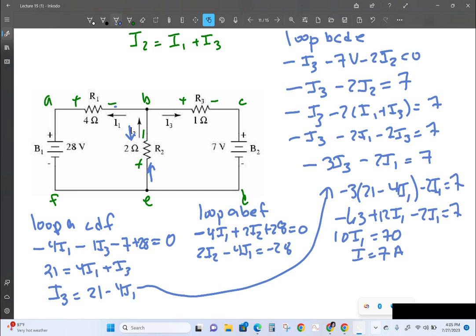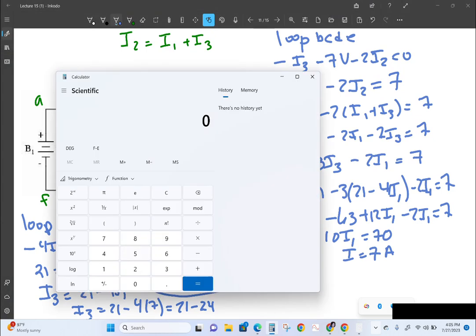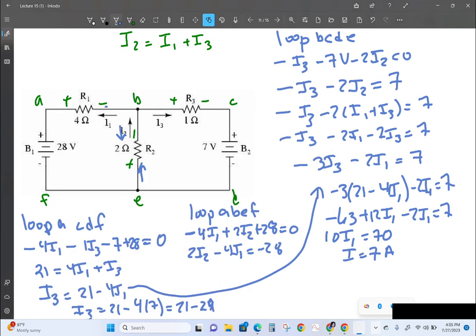Now I can find I3. I3 equals 21 minus 4 times 7. That's going to be 21 minus 28. I'm sorry, I'm having a brain fart. What is 4 times 7? Yes, it's 28, my bad. 21 minus 28, which is going to be negative 7 amps.